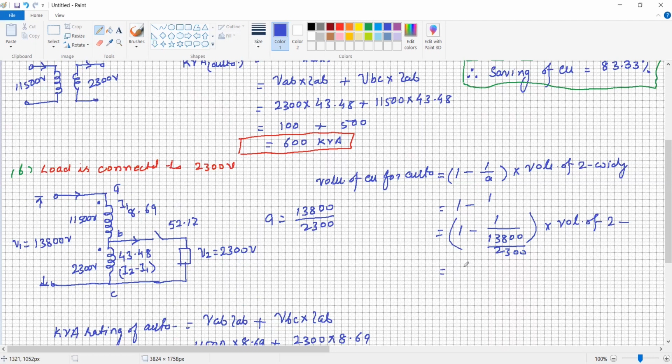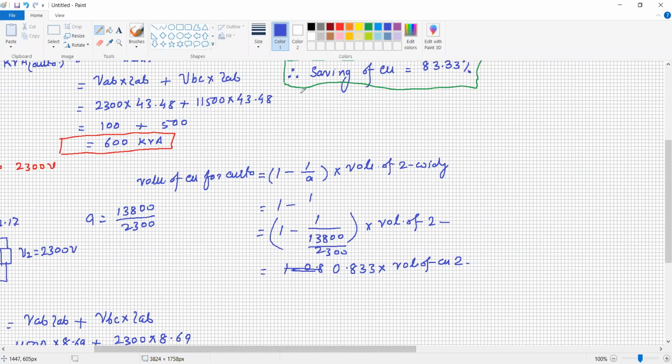So it is equal to 1 minus 0.8, and the total is equal to 0.833 into volume of copper in two winding, isn't it? So simply we can say that if the volume of copper required for auto transformer was 83%, what is the saving? Saving is equal to 1 minus 0.83, which is 16.66%.